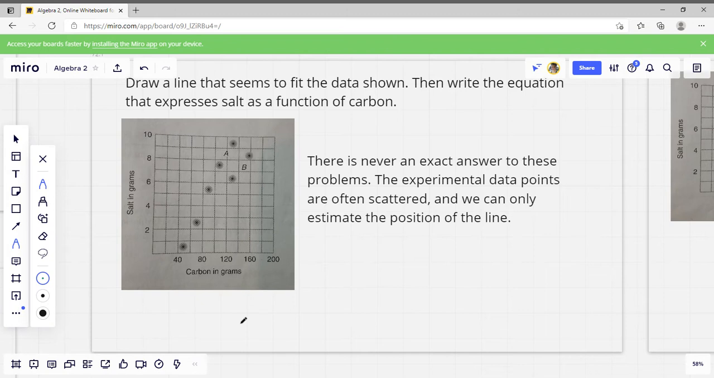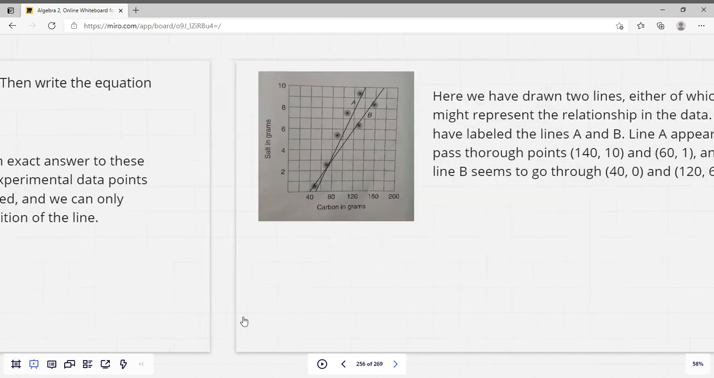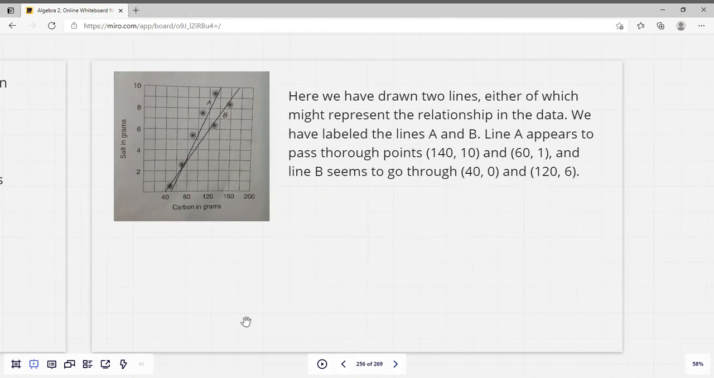There is never an exact answer to these problems. The experimental data points are often scattered, and we can only estimate the position of the line. So you're not going to have an exact answer. Here we have drawn two lines, either of which might represent the relationship in the data. We've labeled the lines A and B. Line A appears to pass through points 140 and 10.